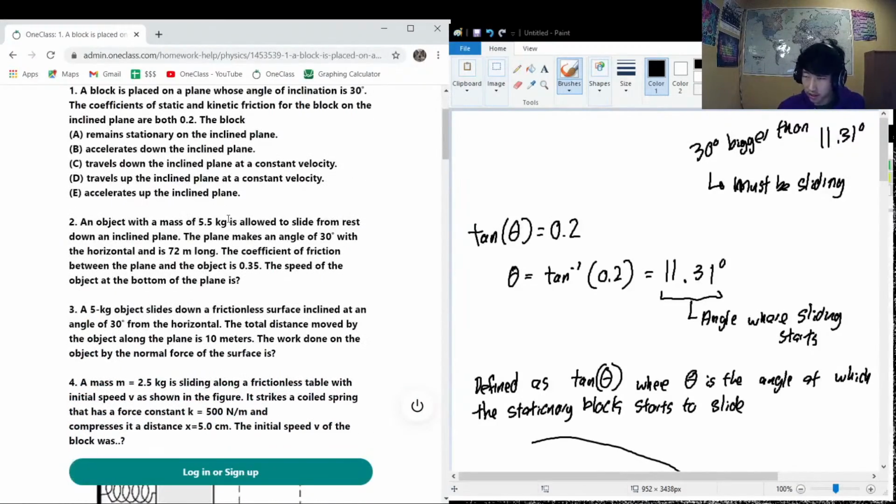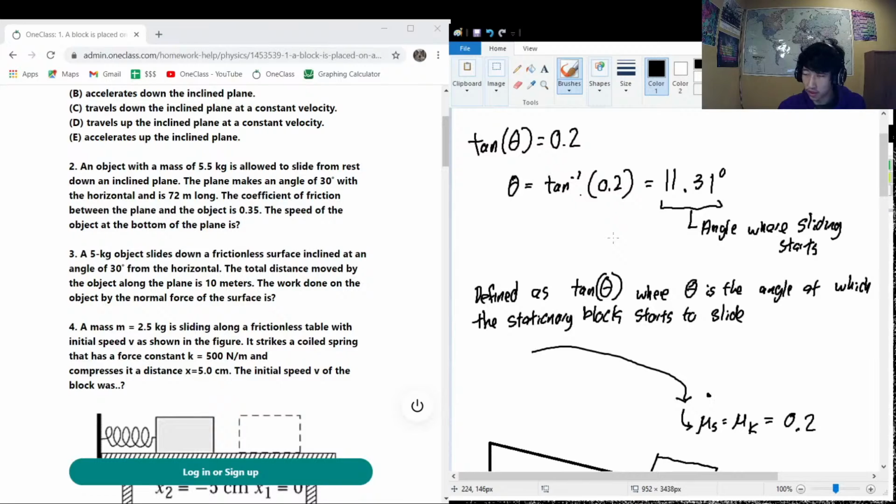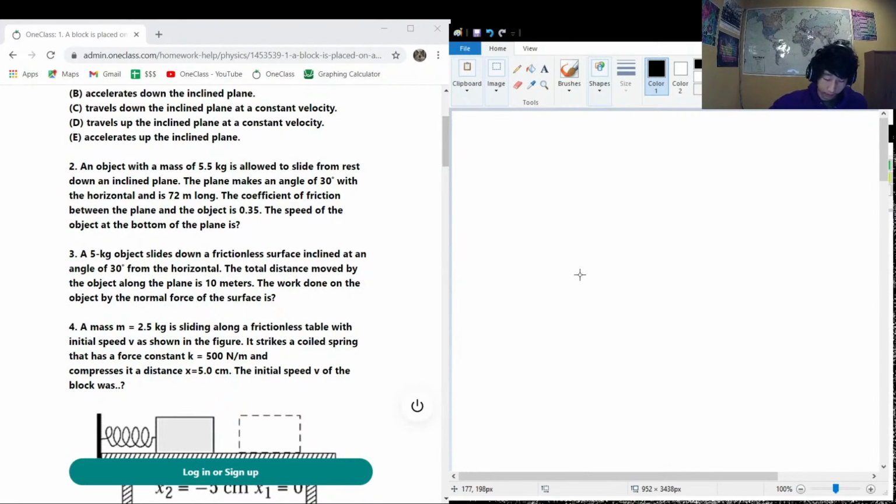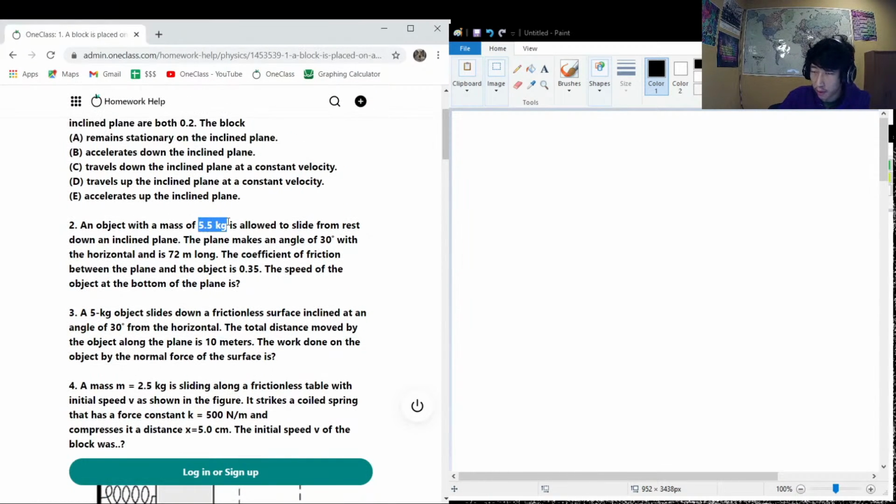The second part of the question is a whole different situation. Okay, so I'm going to just clear off this whiteboard just to have a little bit more space. The second part of the question is not really connected to the first, but still along the same lines. So an object of mass 5.5 kilograms is allowed to slide from rest down an inclined plane. The plane makes an angle of 30 degrees with the horizontal and is 72 meters long. The coefficient of friction between the plane and the object is 0.35. And it's trying to get us to figure out what is the speed of the object at the bottom of the plane.